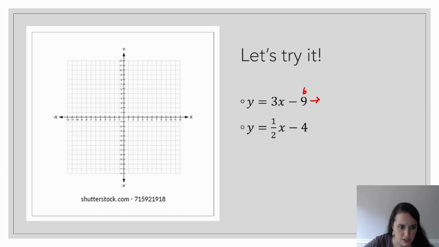There's my -9. Then my slope is 3, there's m. So my m is going to be 3, which means 3 over 1. I'm going to go up 3, over 1. I'll do this a few times, up 3 over 1, so I can get a straight enough line, and one more time, up 3 over 1.